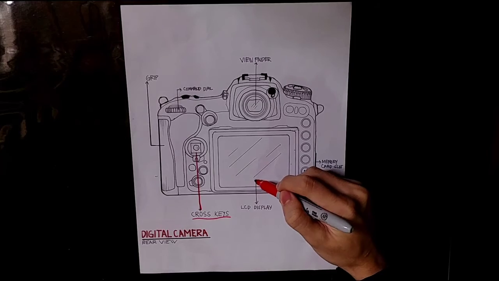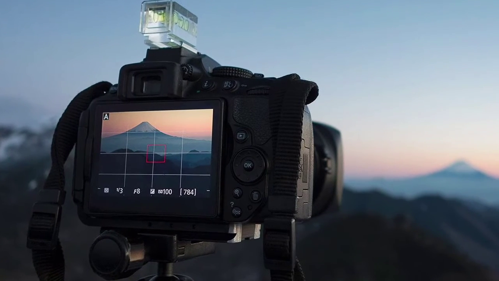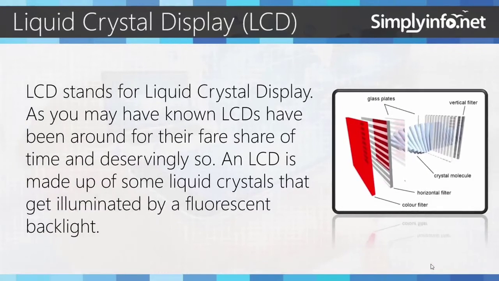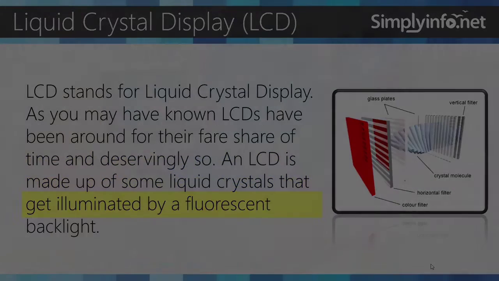LCD display. A liquid crystal display, or LCD, is a flat panel display or other electronically modulated optical device that uses the light modulating properties of liquid crystals combined with polarizers. Liquid crystals do not emit light directly, instead using a backlight or reflector to produce image in color or monochrome. In short, this is a screen that helps you to play back your videos and photos.